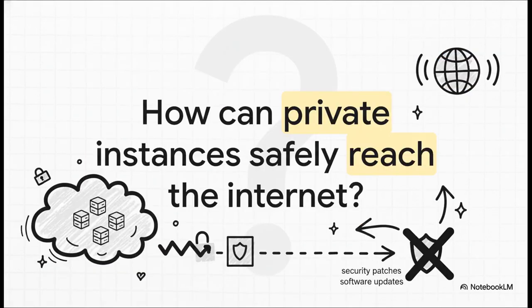So let's end on this. Your private instances are secure. That's great. But they're also completely isolated, which means they can't download security patches or software updates. So what's the missing piece? How do you let them initiate outbound connections to the internet without exposing them to any inbound threats? Well, that is the next step in your AWS networking journey.